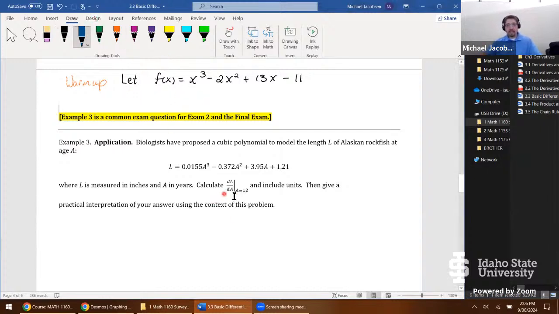If we're calculating dL/dA, but we use Newton's prime notation, instead of writing that portion, we write f prime of x. But however we say it, whether we're using Newton's prime or Leibniz notation, we're just indicating the derivative. Well, here we get to use the power rule. Anyone have the first term after you differentiate x cubed?